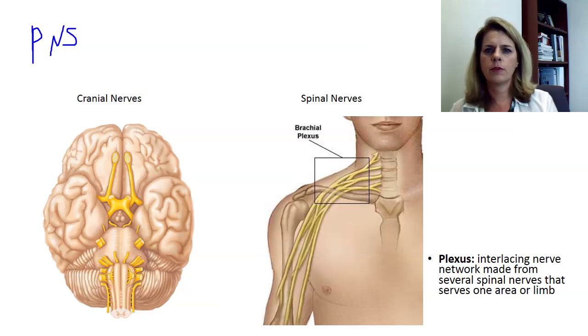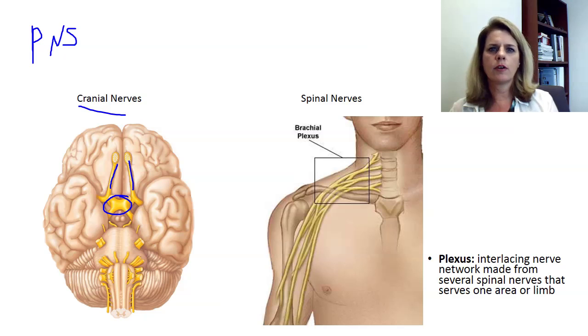So in the cranial nerves, these are the nerves that come off the brain. And most of these, not all, but most of these serve areas inside the head. So for example, you have your olfactory nerve, your optic nerve. These go out to your nose and your eye and serve things going on in your head.